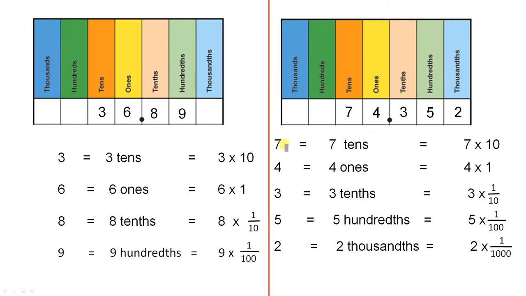74.352. The 7 is in the tens column. It has a value of 7 tens, which is 7 times 10. The 4 is in the ones column. It has a value of 4 ones, which is 4 times 1. The 3 is in the tenths column, so it has a value of 3 tenths, which is 3 times 1/10. The 5 is in the hundredths column, so it has a value of 5 hundredths, which is 5 times 1/100. And the 2 is in the thousandths column, so it has a value of 2 thousandths, which is 2 times 1/1000.